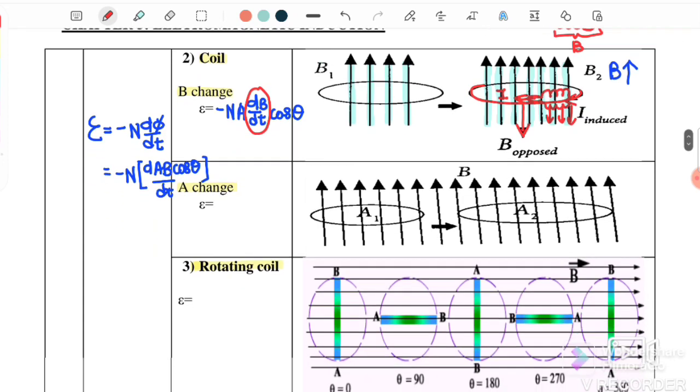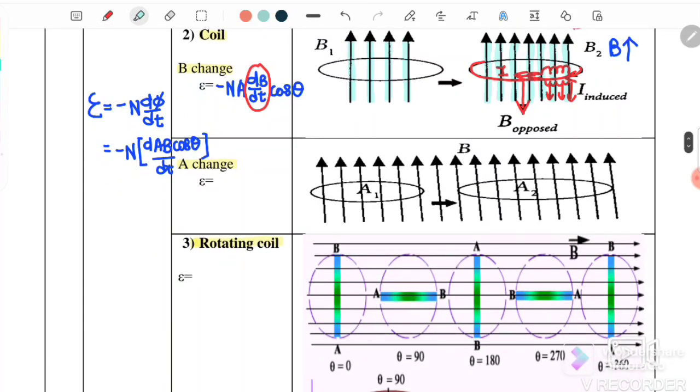Okay, next, A is changing. If you observe here, the areas A1 and A2, of course A2 becomes bigger, so the area is changing. Therefore, the equation for the coil when A is changing will become negative N B dA over dt cos theta. So we differentiate dA over dt. Usually cos theta for this case is parallel, so it will equal 1, cos 0 degrees equals 1.